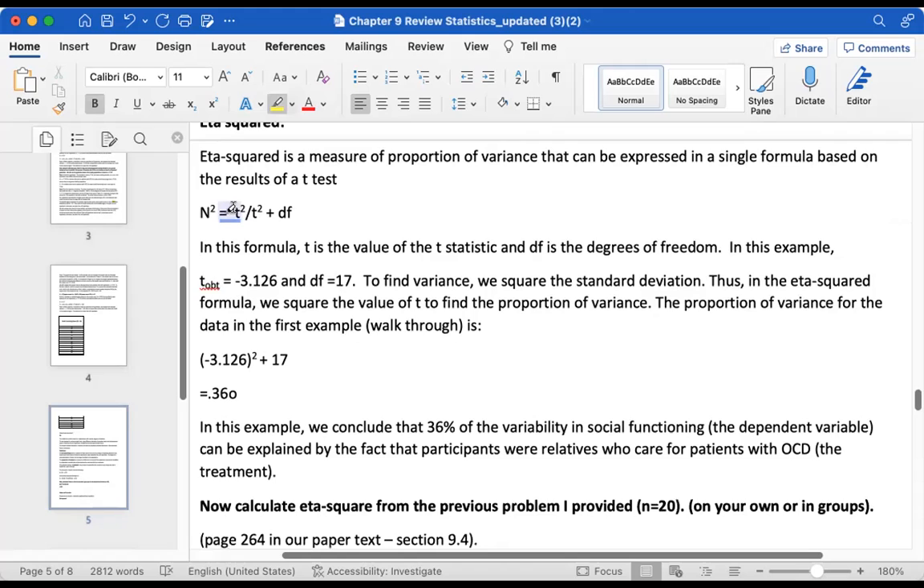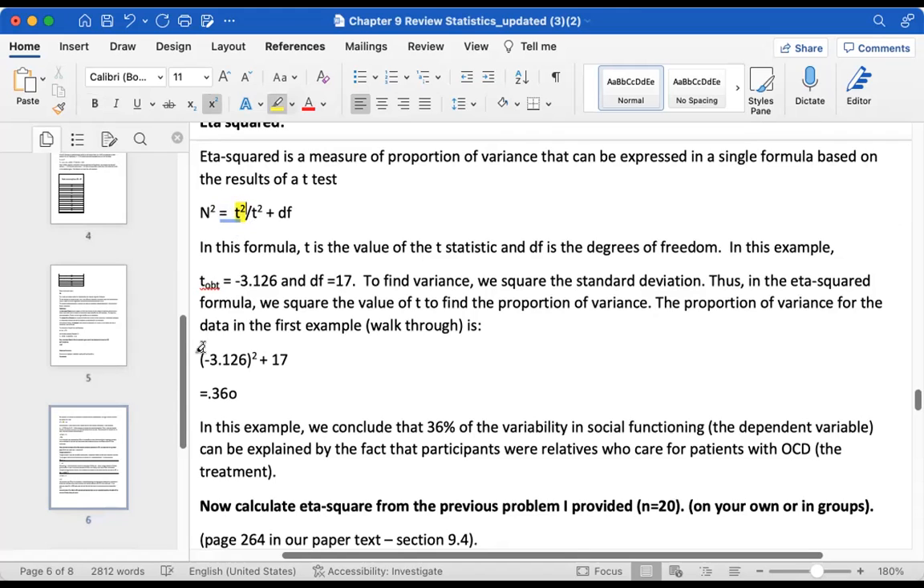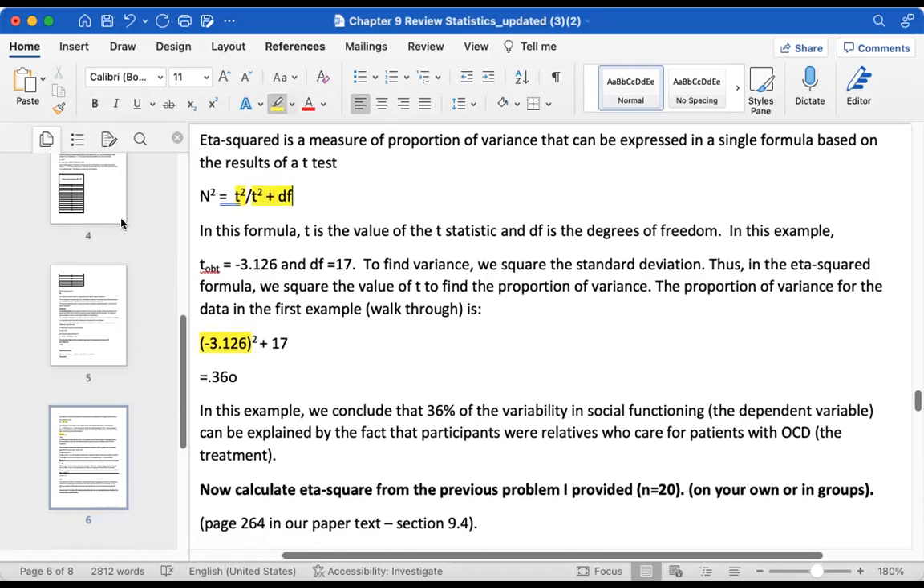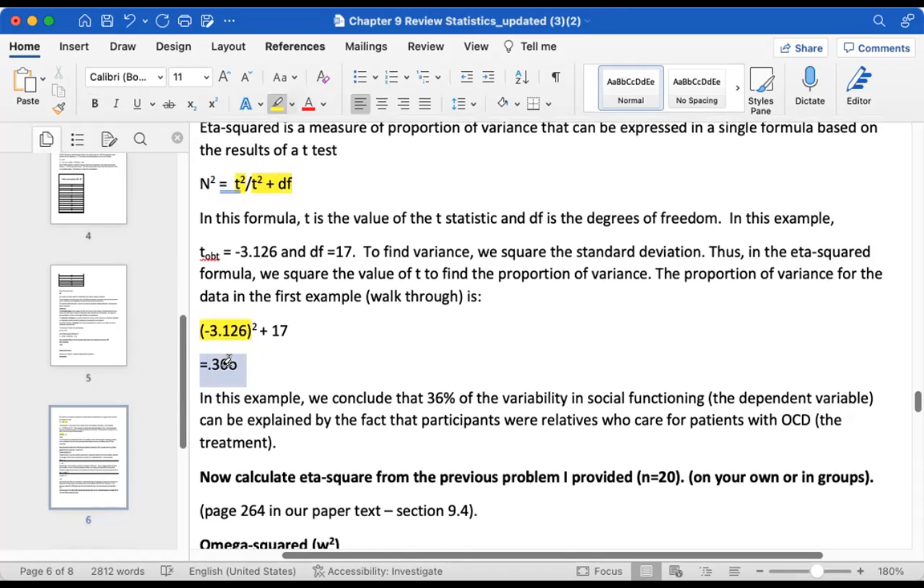Divided by t squared plus df. And you should get 0.360. And I think I need to write, this should be divided by negative 3.126 squared plus 17.